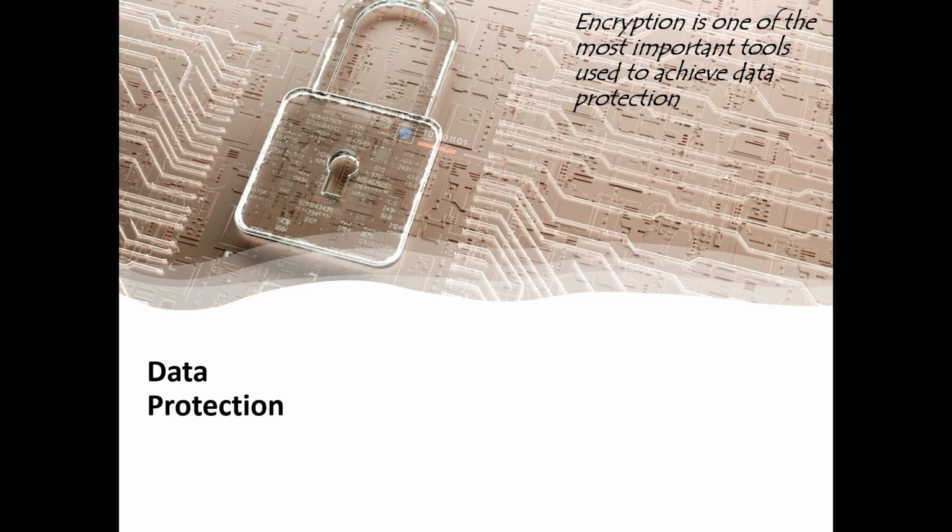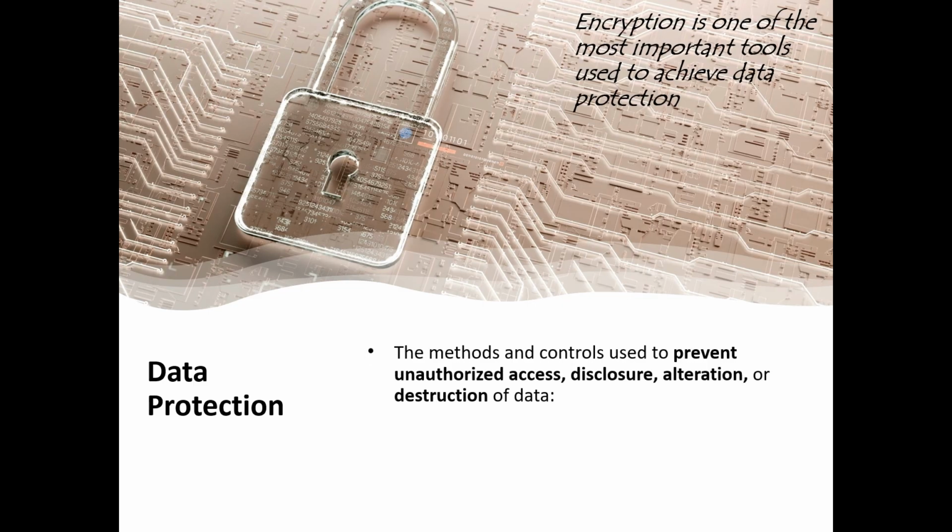But before we go on to how we protect our data, we have to know what data protection really is. So data protection is basically the methods and the controls used to prevent unauthorized access, disclosure, alteration, or destruction of data. It applies to data at rest, or it could even be data in transit, which is data that is moving across the network, or even data in use, data that is being processed by an application. So it's critical to note that encryption is one of the most important tools used to achieve data protection.